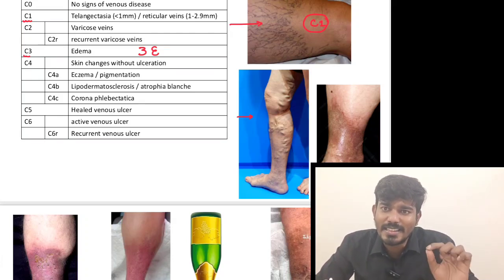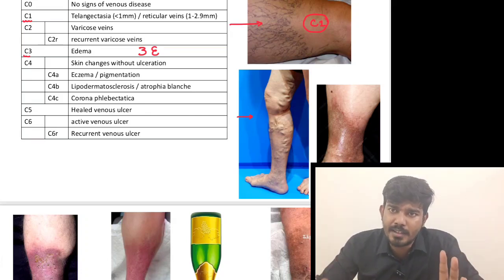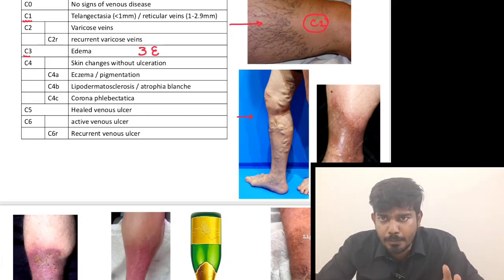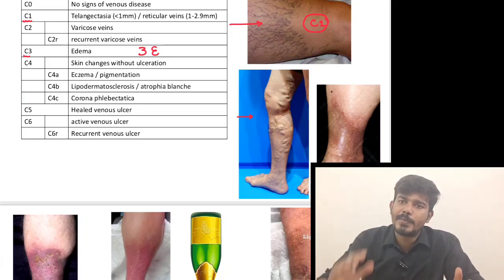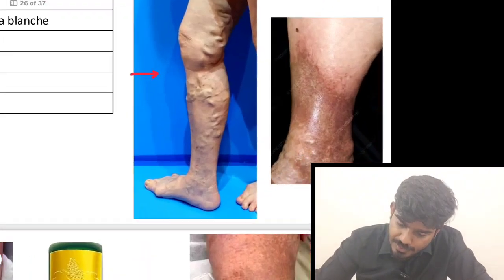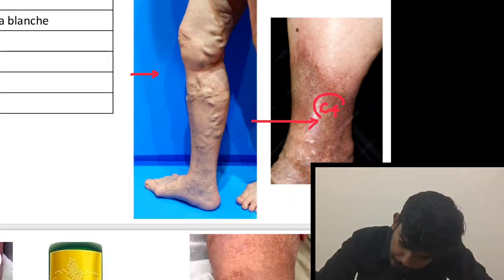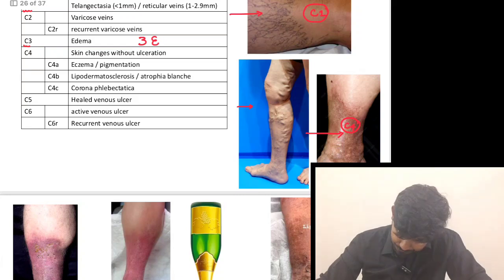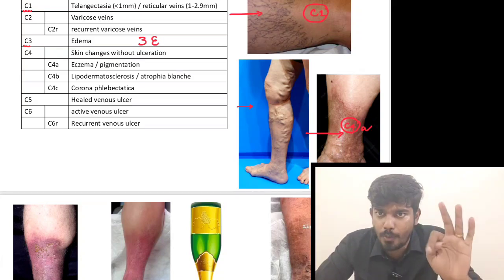In C4 there is either eczema or pigmentation. Okay. Because of the stasis of blood, the hemosiderin and biliverdin that develop there cause eczema, itching as well as pigmentation. Okay. So in the image we are seeing the pigmentation. It is C4. Eczema, pigmentation. It is seen as C4A. In C4 there are three of these. C4A. Okay.